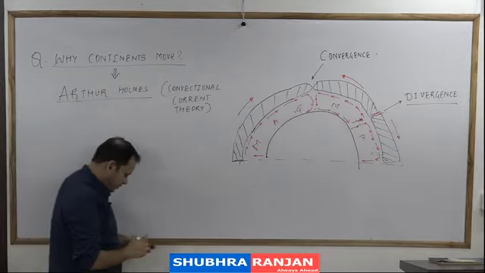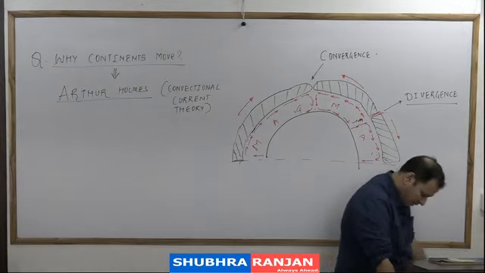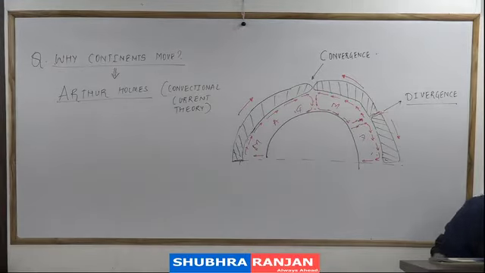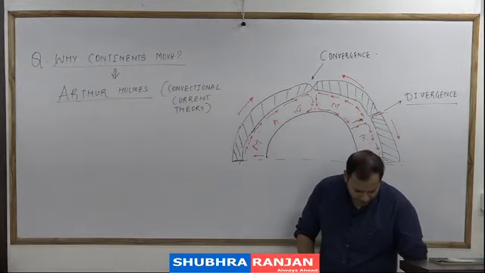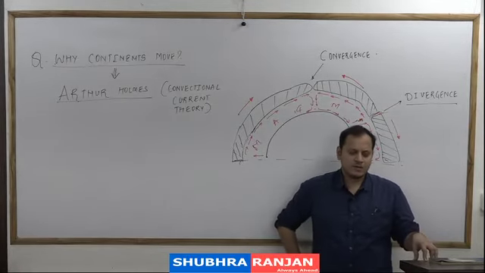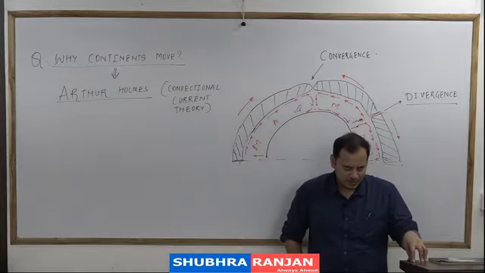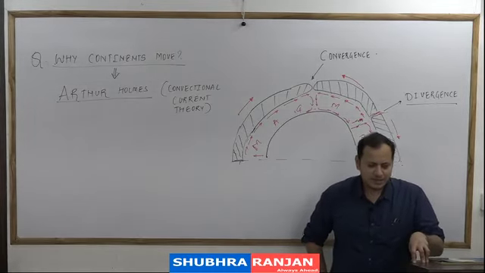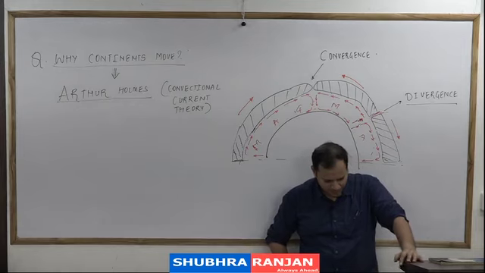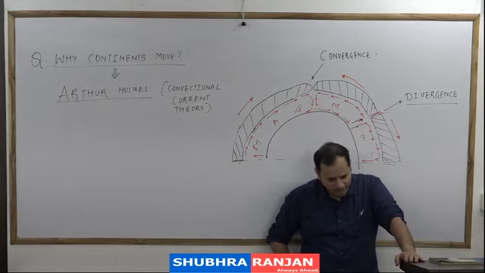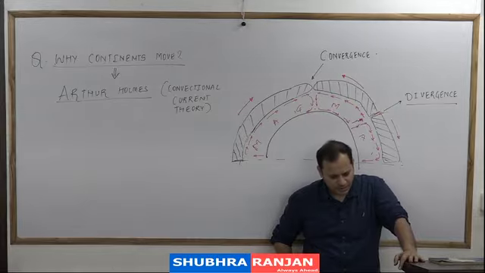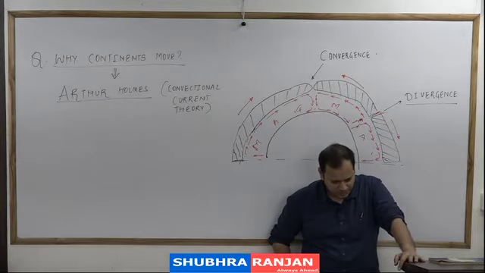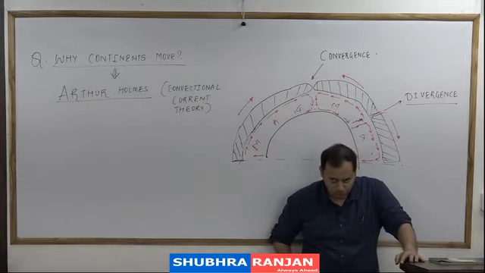Convectional current theory thus explains why the continental land masses as well as oceanic crust move or drift.